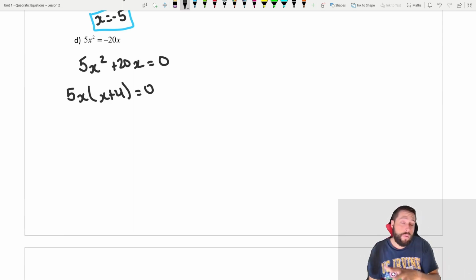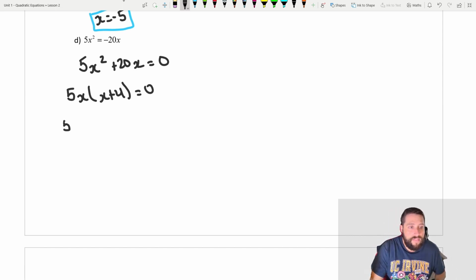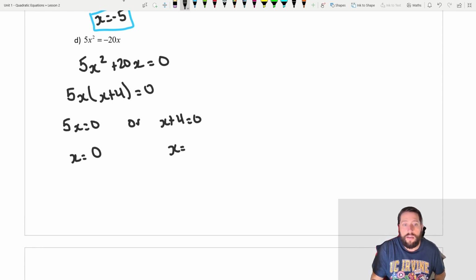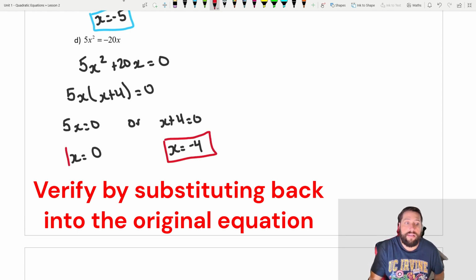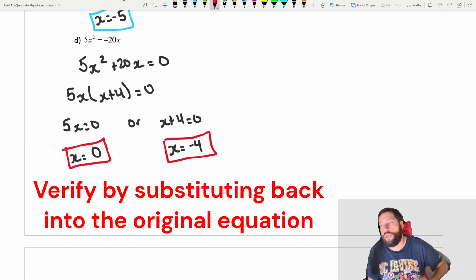Now, we still have those two terms. So either 5x or the x plus 4 is equal to 0. So we'll solve for both. So that means that 5x is equal to 0, or x plus 4 is equal to 0. Which means that in the first case, x is equal to 0, and in the second case, x is negative 4. Again, you can go back and verify these answers. Make sure you substitute these numbers back into the original equation.